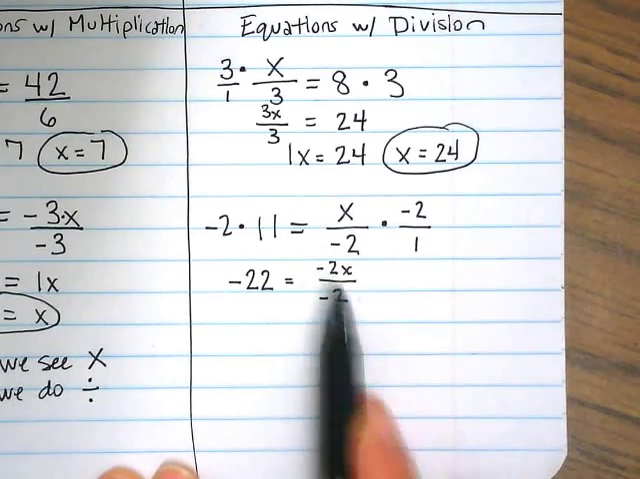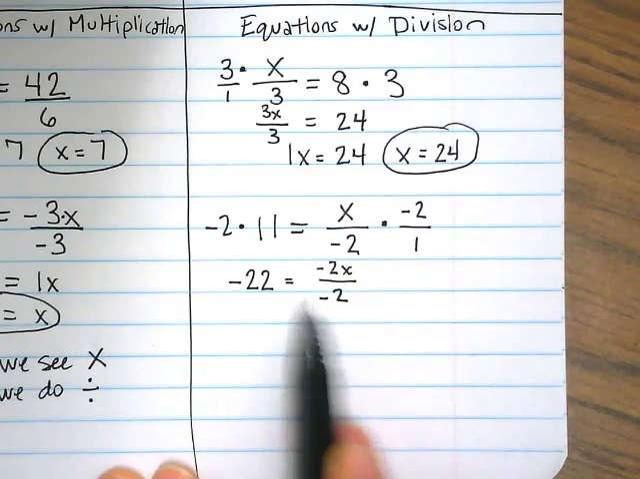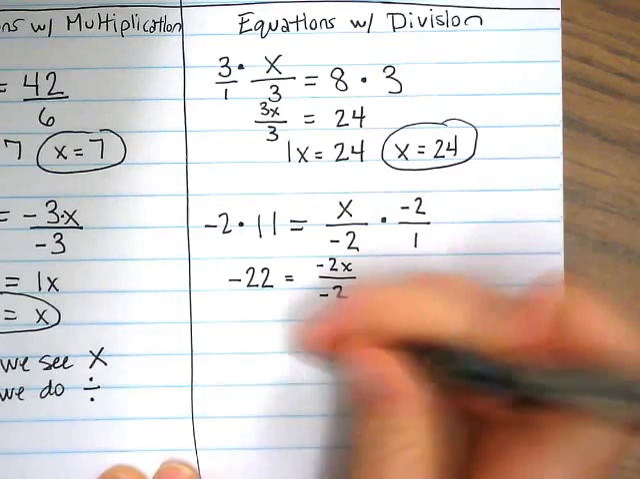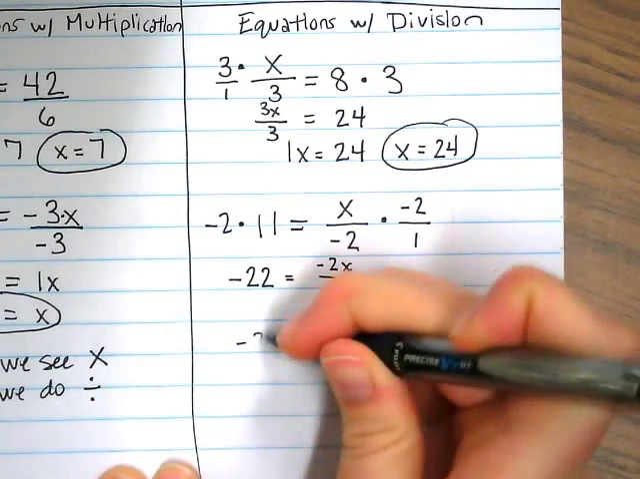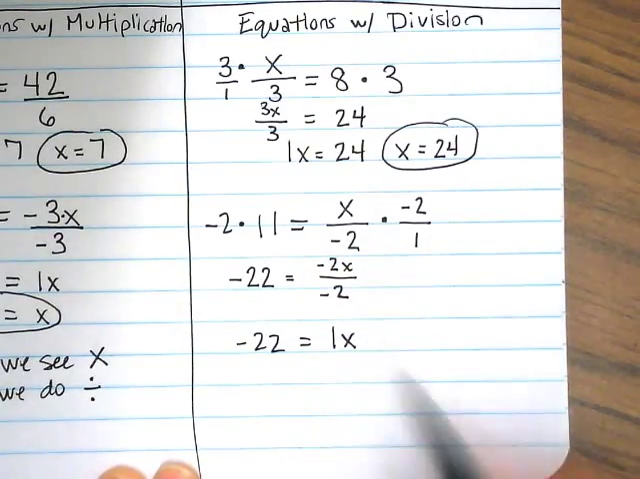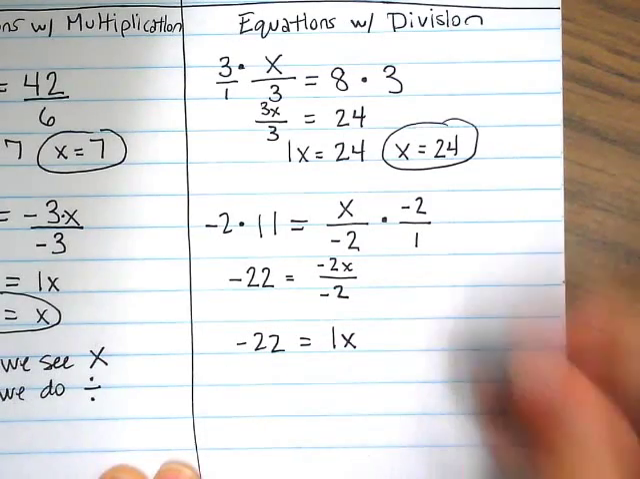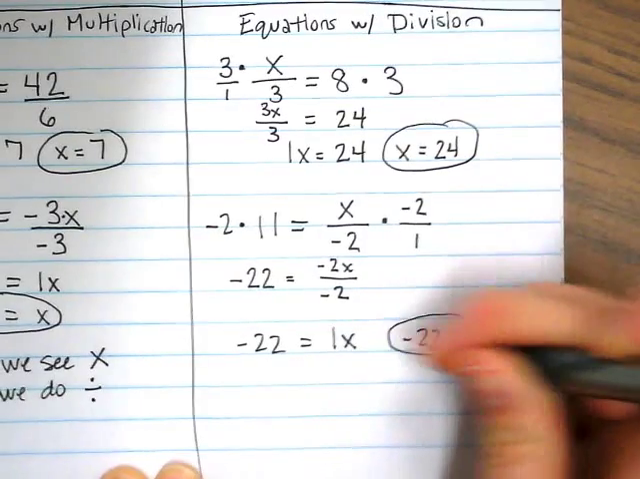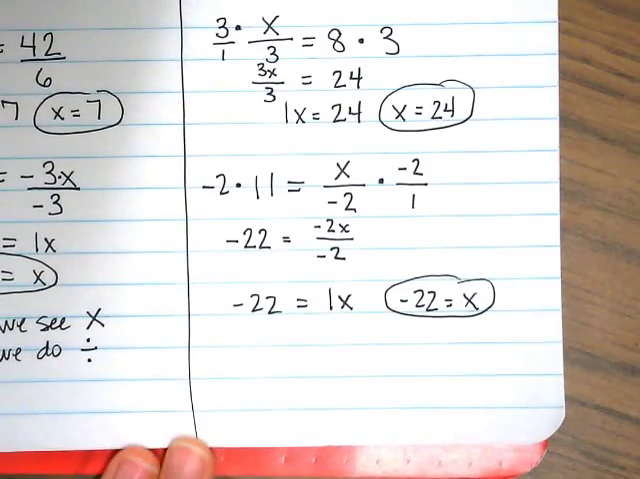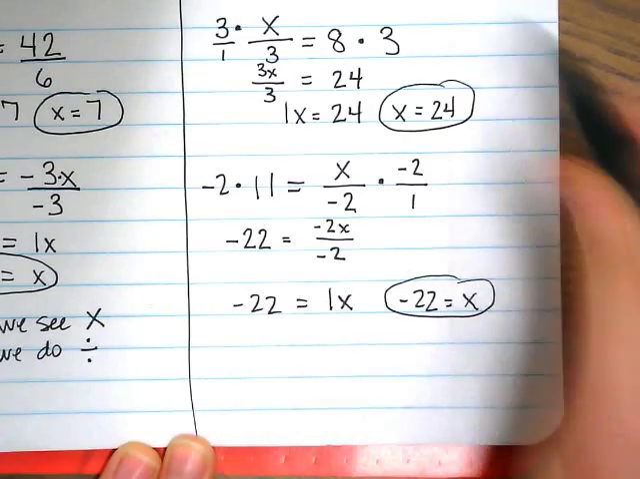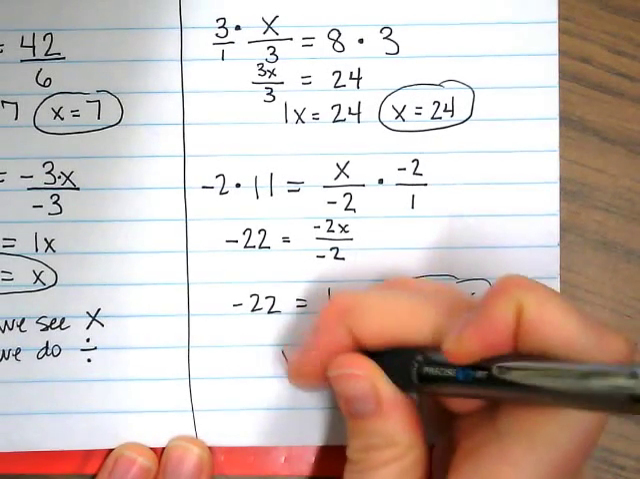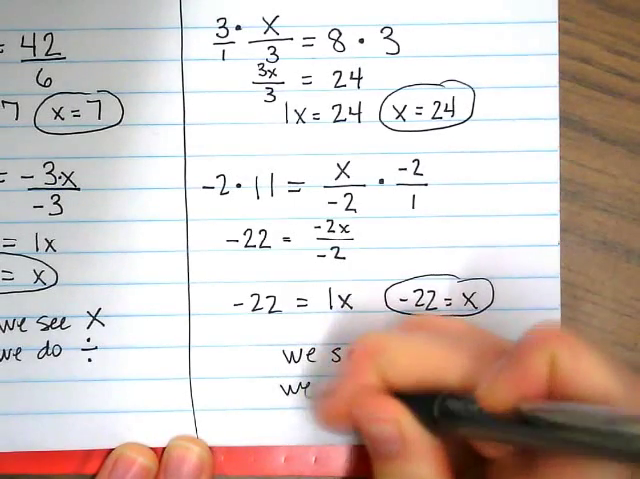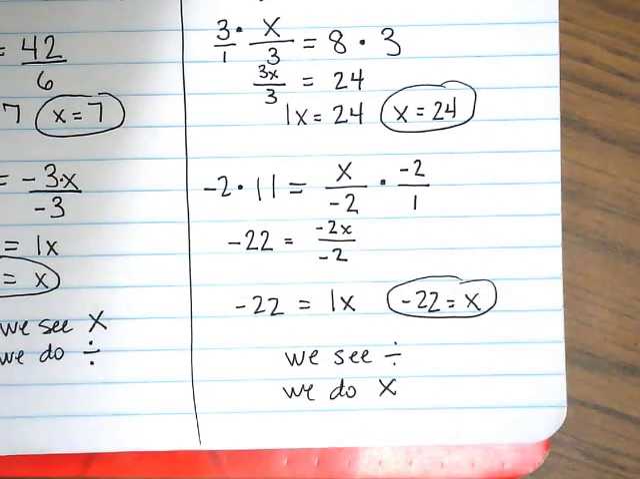Well, I can do this. Negative 2x divided by negative 2 is going to give me a positive 1x equals negative 22. But as usual, I can rewrite that 1x as just an x and say negative 22 is equal to x. So when we have equations involving division, when we see division, we do multiplication to solve it.